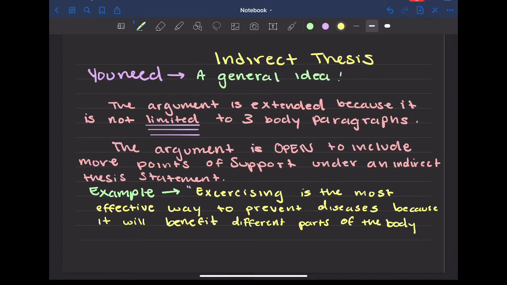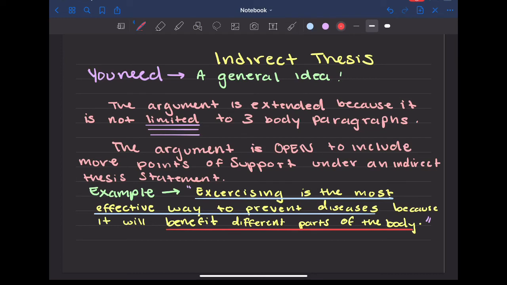Exercising is the most effective way to prevent diseases because it will benefit different parts of the body. I want you to notice that this indirect thesis statement is kind of similar to the direct thesis statement we read previously. The only difference is the reasoning. The reasoning in this one is because it will benefit different parts of the body.